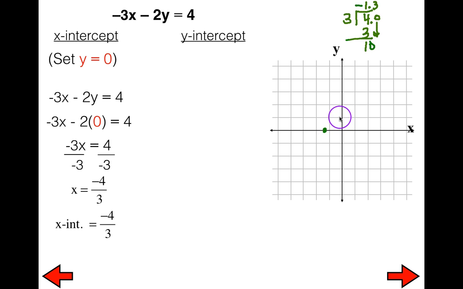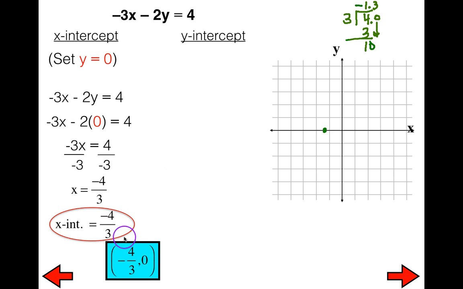So do you really have to divide it all the way out? No, you just need enough so you can figure out where the point should go on your graph. So that is going to be written as negative 4/3 comma 0. Why? Because it's always written as x comma y.